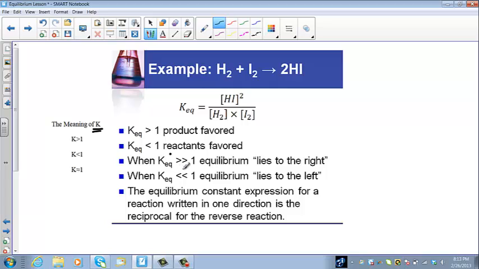When K is much greater than 1, then the equilibrium lies to the right, meaning the product side. And when the equilibrium constant is much less than 1, then the equilibrium lies to the left. The equilibrium constant expression for a reaction written in one direction is simply the reciprocal of the reverse reaction.